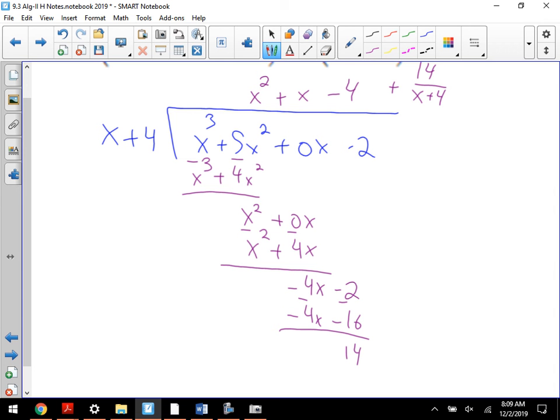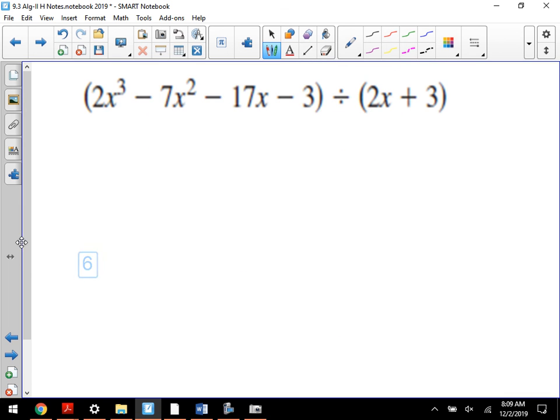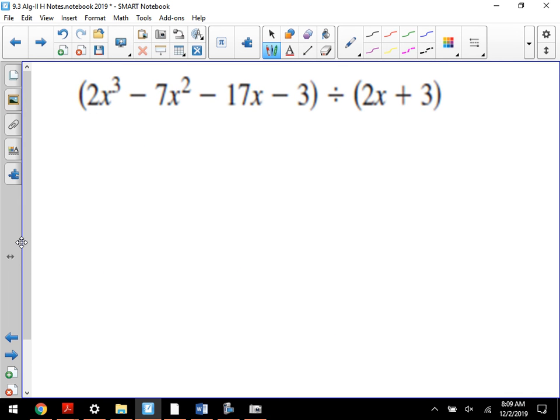So anyway, does this vaguely ring a bell? All right. What was the degree of this one? Third degree. What's the degree of what you're dividing by? First degree. Okay. Now let's try this one. I didn't want to throw the one with the leading term coefficients at you right off the bat. I figured at least slowly ease your way into it.